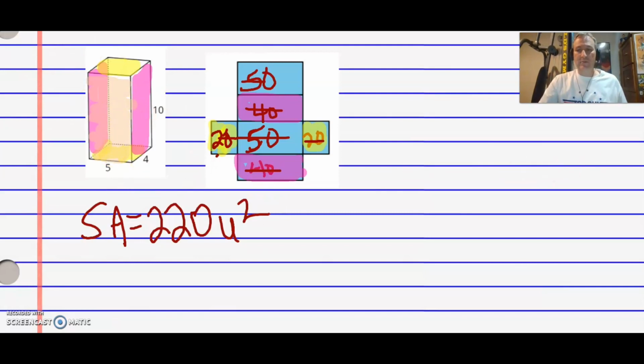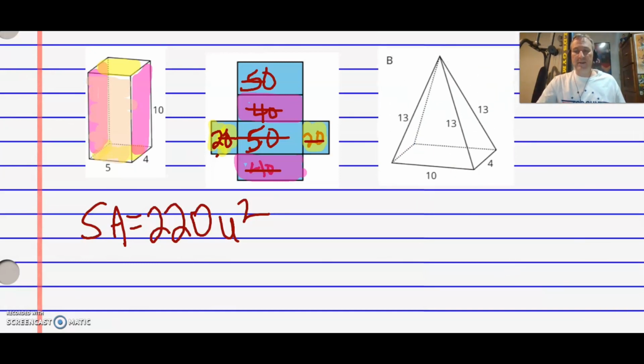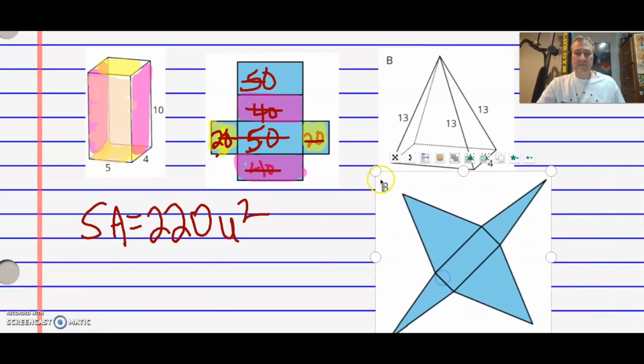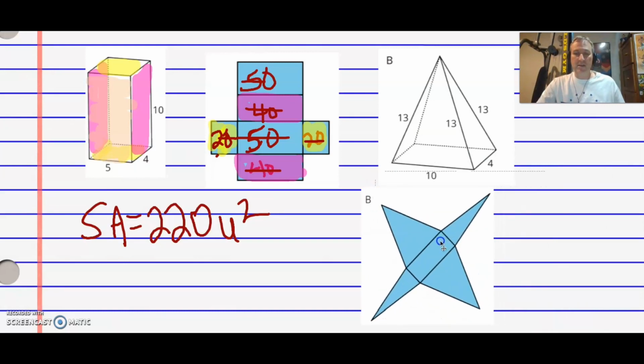Now, the last one we're going to do on this video, because really that's the only ones we need at this point, are 2 samples, is this guy right here. This is called a pyramid, as you probably already know. This has got a rectangular bottom, so we call this a rectangular pyramid. You name the pyramid based on the shape of the bottom. If we were to fold this thing out into its flat surfaces, I can shrink that baby up, it would look something like this right here.